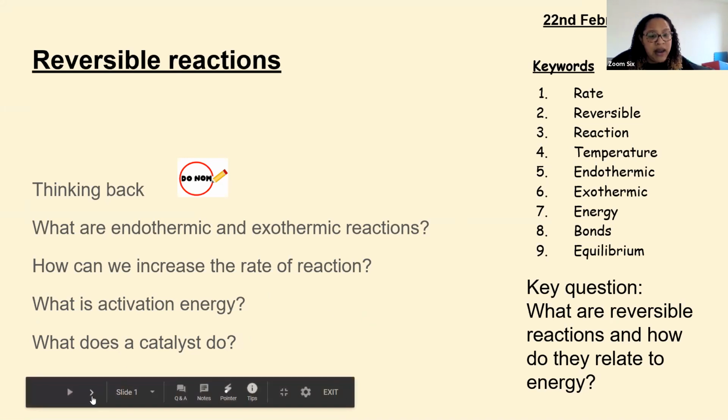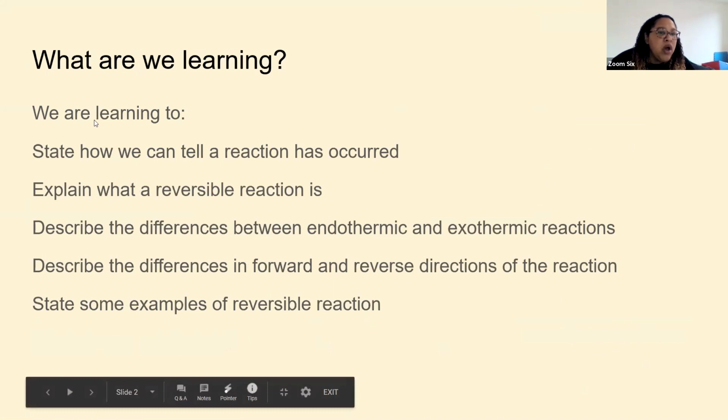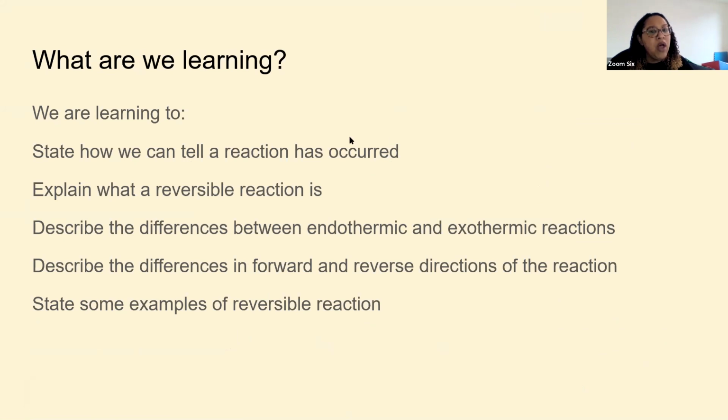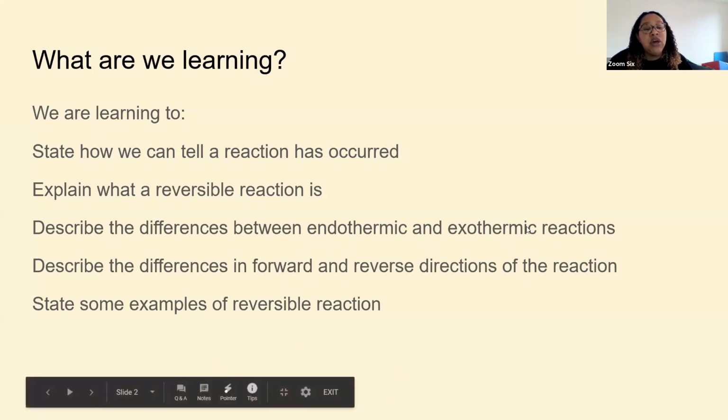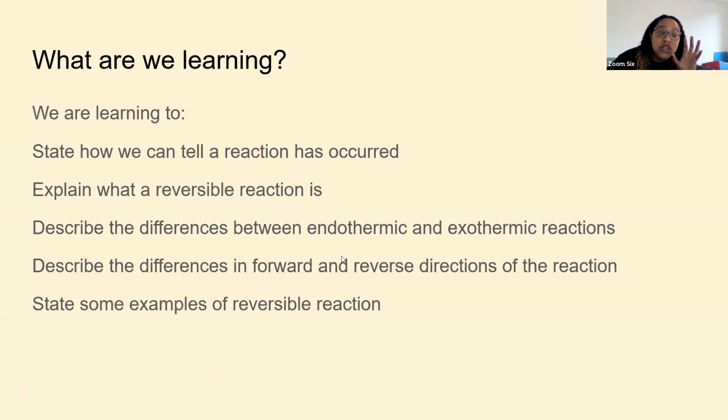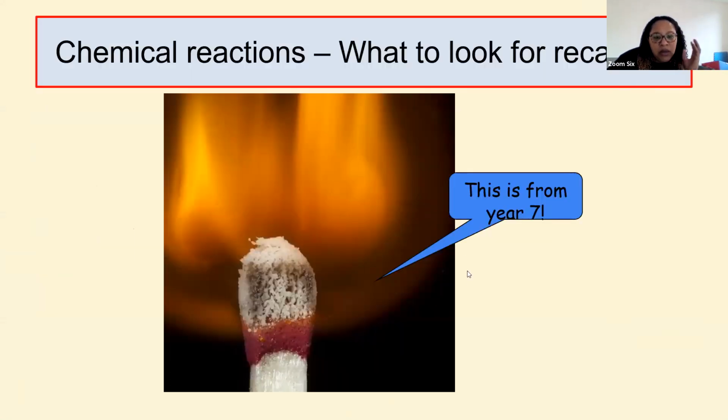So let's get you all thinking and let's move on to the next one. So there's some words here. State how we can tell a reaction has occurred. And I know we're going over things that we've done before, and we're doing that to make sure it's totally concrete in your head and you know exactly what we're talking about. You're then going to do a little bit more detail in explaining what a reversible reaction is. You're going to describe the differences between endo and exothermic reactions, which I've already given you kind of brief overview there. And you're going to describe the differences in forward and reverse directions of a reversible reaction and give some examples of reversible reactions. So just thinking back, we're going over again.